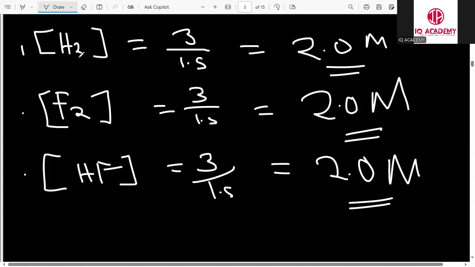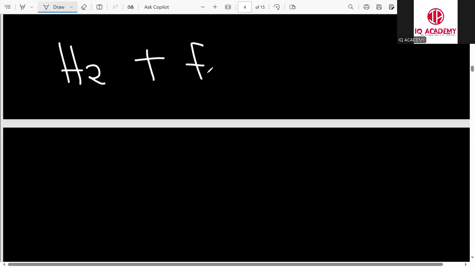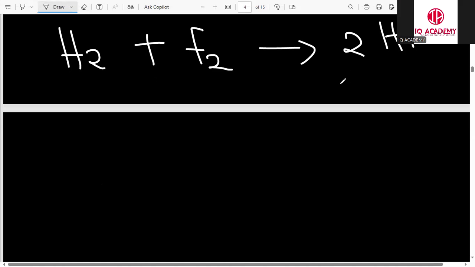balanced chemical equation for the hydrogen, the fluorine, and the hydrogen fluoride here. Okay, so the balanced chemical equation is hydrogen plus fluorine. That should be 2, not E. Okay, so the fluorine, this will give you what? Hydrogen fluoride. So how do you balance this? You simply add a 2 here.